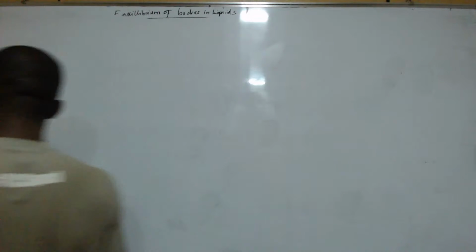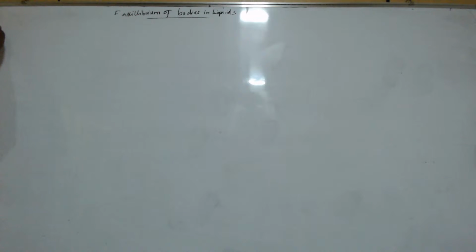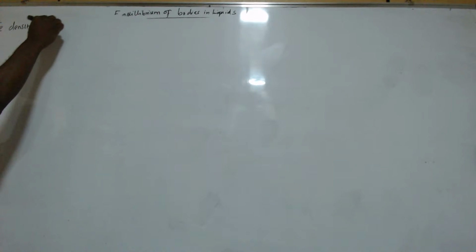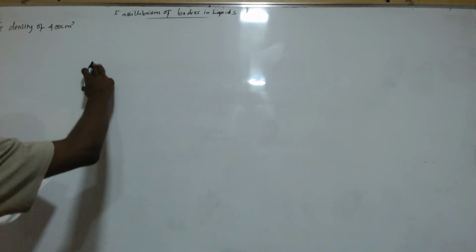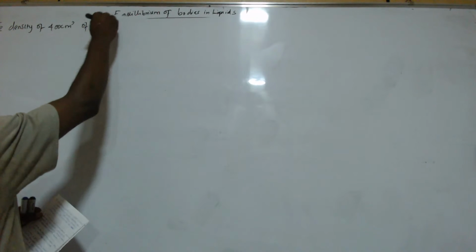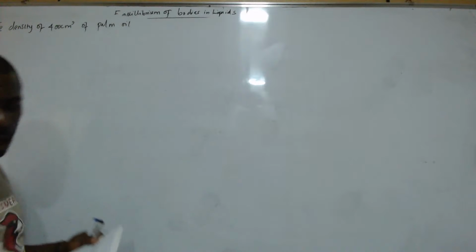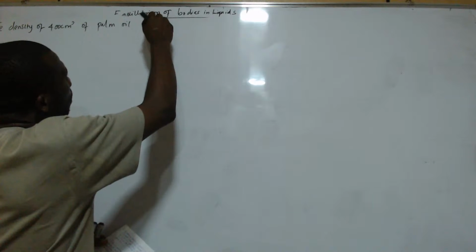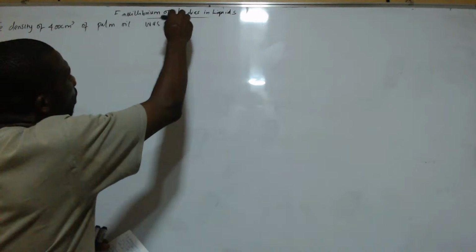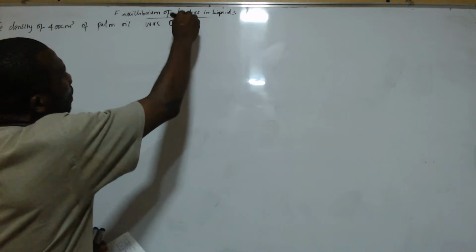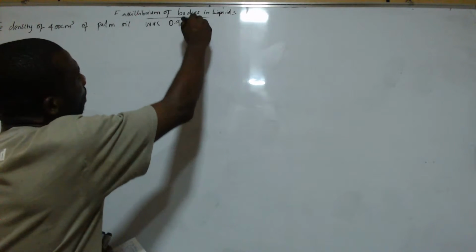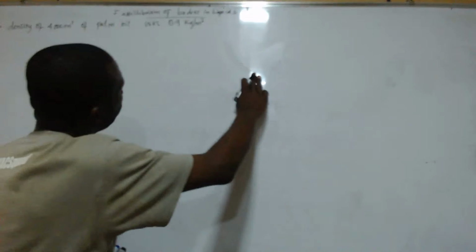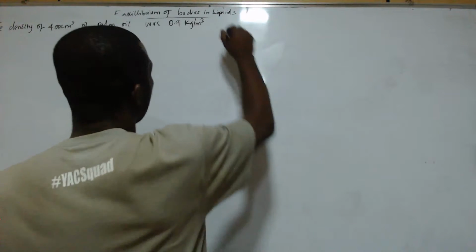Oil, the density of this. We have volume, the density of 400 cm cube of oil was 0.9 kilogram per meter cube before frying.